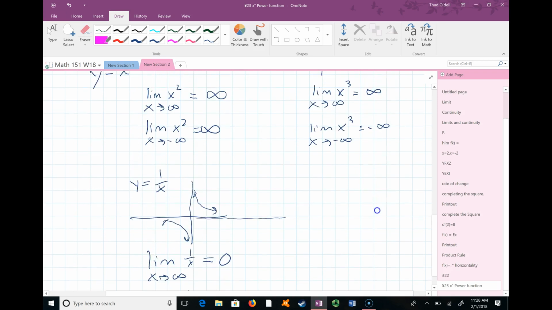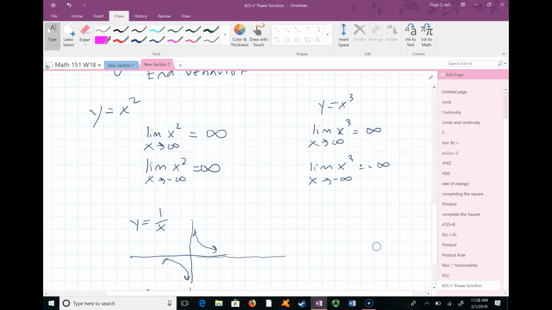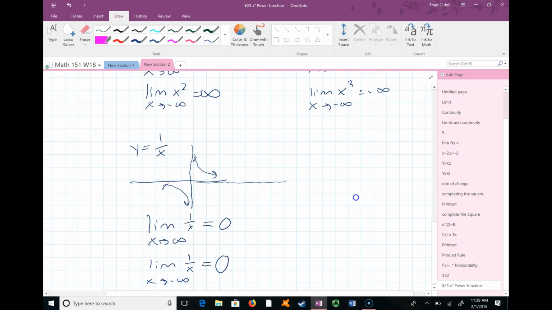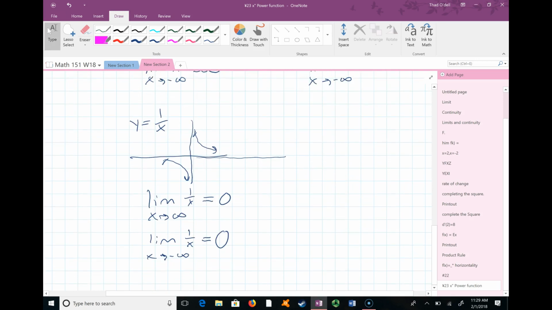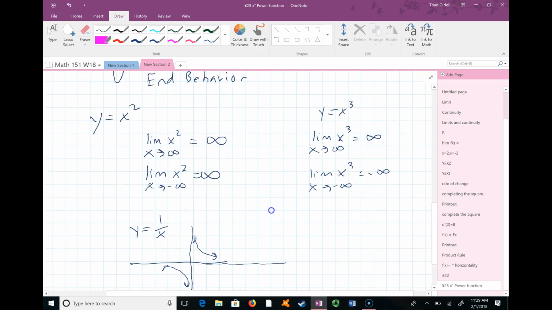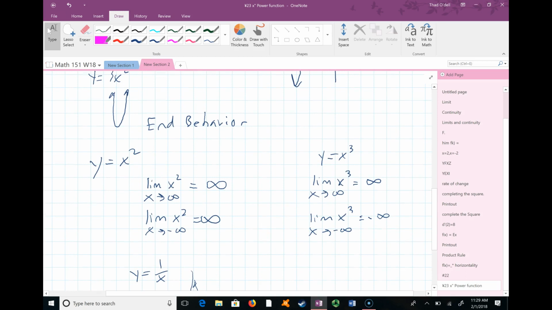So, end behavior of y equals x squared is infinity on the right, infinity on the left. The end behavior of y equals x cubed is infinity on the right, negative infinity on the left. And the end behavior of 1 over x, which is not a polynomial, this is just for comparison's sake, is 0 on the right and 0 on the left. All right, so now let's go back. This is what we know about y equals x squared and y equals x cubed.